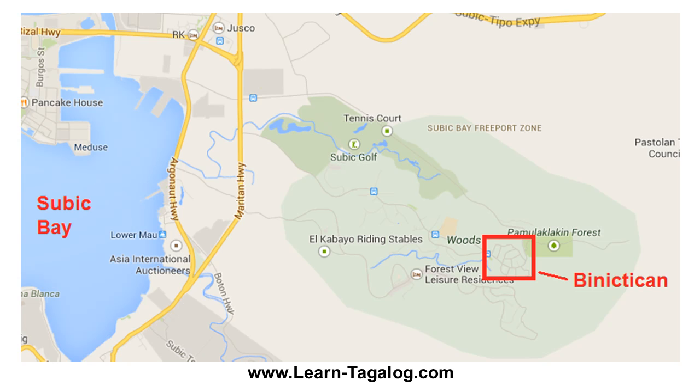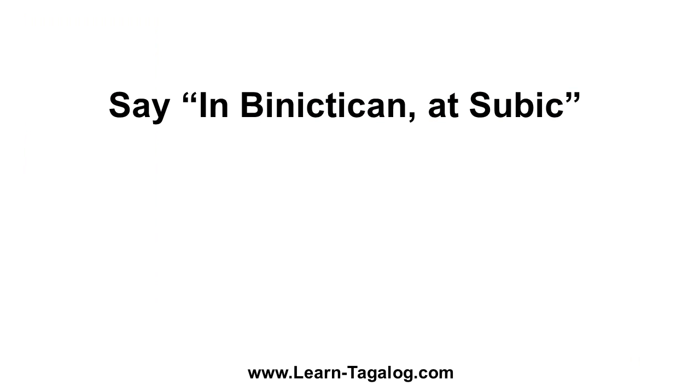Let's go on. I want to talk about Binictican very briefly here, just to let you know that it is a place, like I said, in the Subic Bay Freeport zone, and it's near Subic Bay. And the other one that I bring up in a lot of these videos is Olongapo, which is also in the Subic Bay area. Okay? Binictican. You might check it out on the internet. It's kind of cool. All right. So we want to say that we live in Binictican at Subic, but we don't need to say all that many words. Just say in Binictican at Subic.